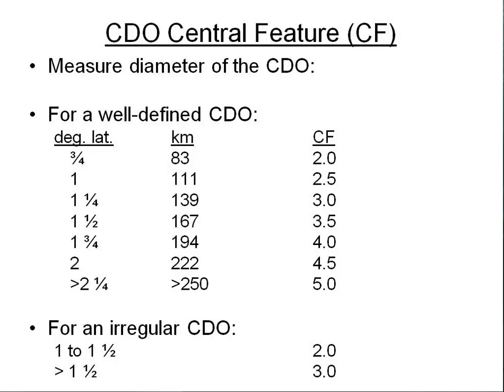This slide shows the CF numbers assigned according to the CDO diameter. The diameter measurement that fits most closely with these values is used. And as you can see, a determination also needs to be made whether it is a well-defined CDO or an irregular CDO.